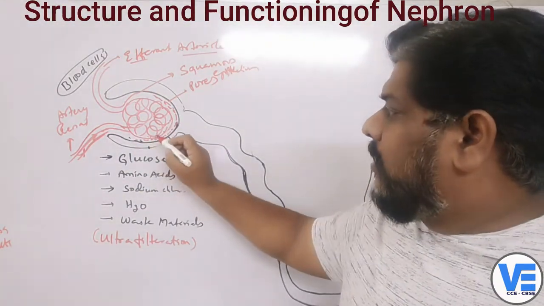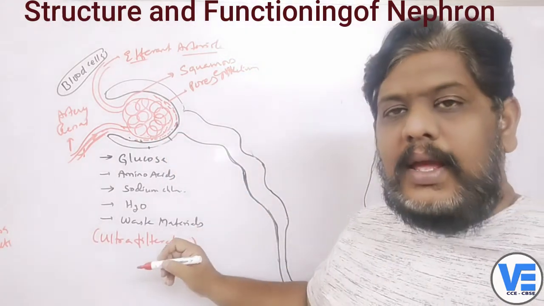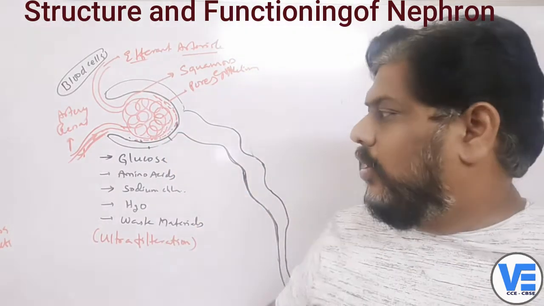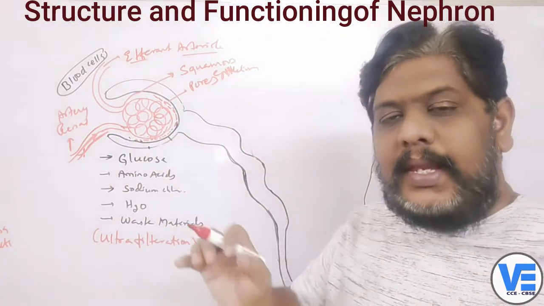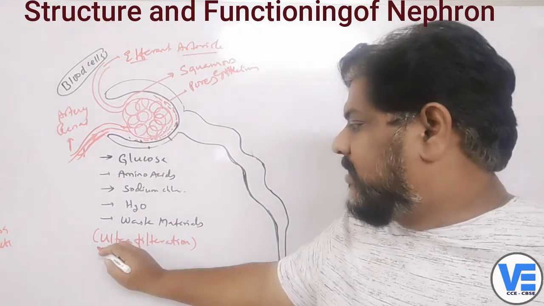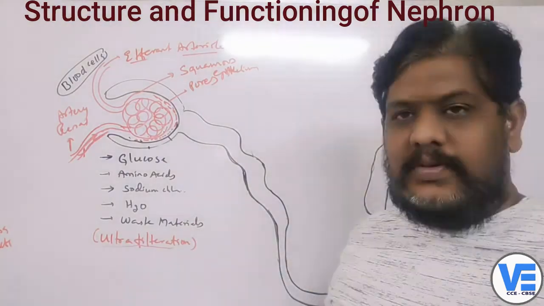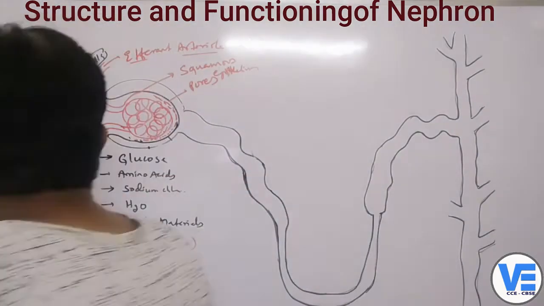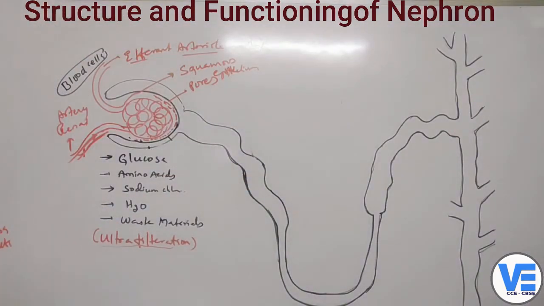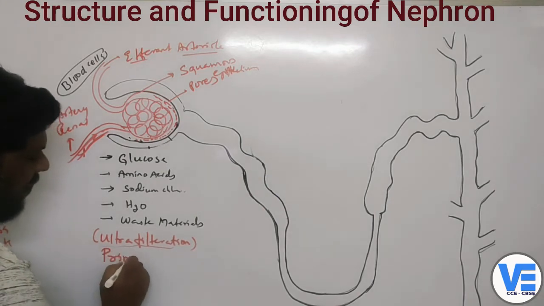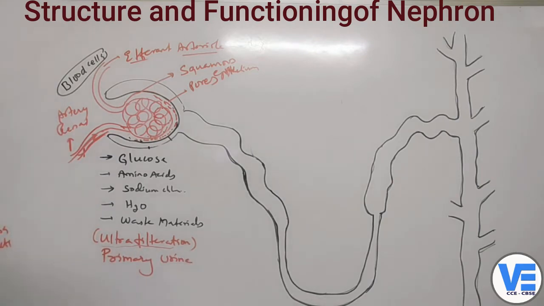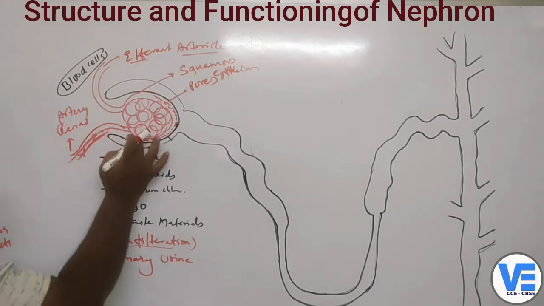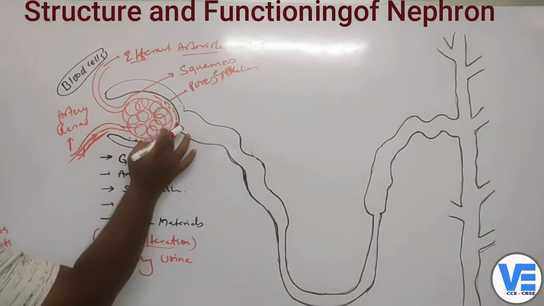Now here the glomerulus doesn't know what it is sending out, right? Except the blood cells, everything comes here. And because they are getting filtered from the capillary network, we call this ultrafiltration. And the liquid which is coming out here is also called the primary urine. So whatever the contents are, they are coming into the Bowman's capsule.